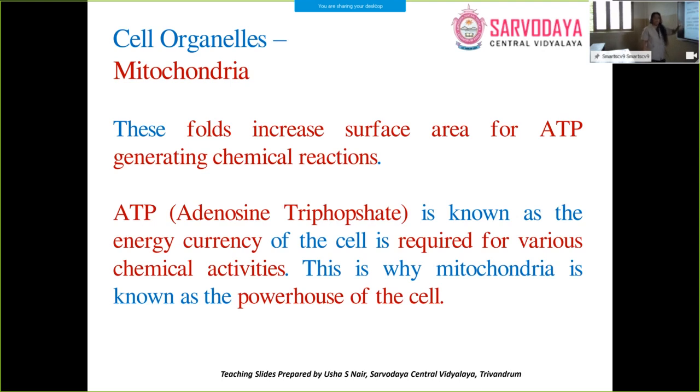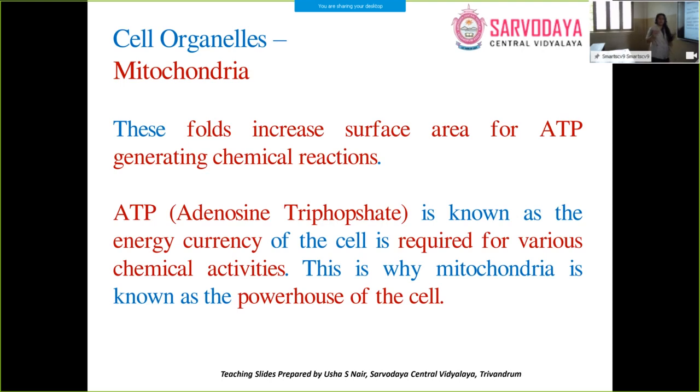Whatever energy they are giving is used for various activities in the cell, and that is why mitochondria is known as the powerhouse of the cell. Here ATP plays a great role. It's known as the energy currency of the cell and is required for various chemical activities.